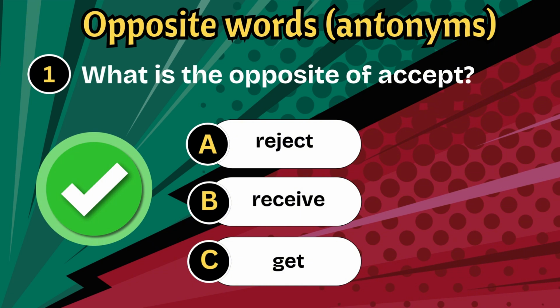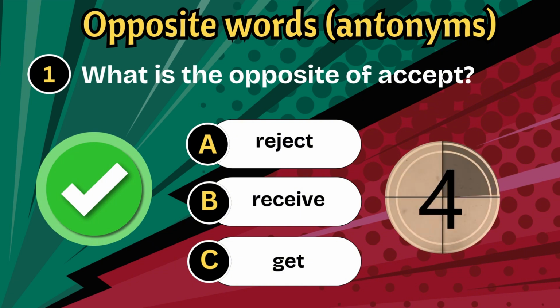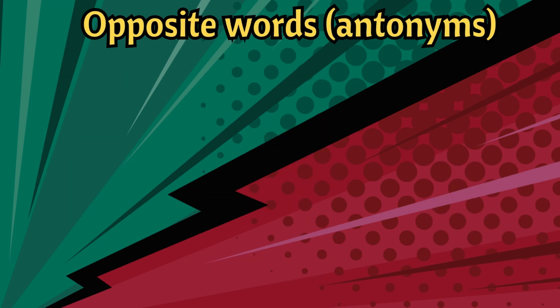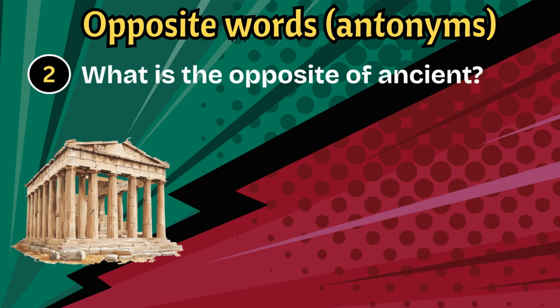Accept means to agree or take something. The correct answer is reject. Reject means to say no. Did you get it right? What is the opposite of ancient?